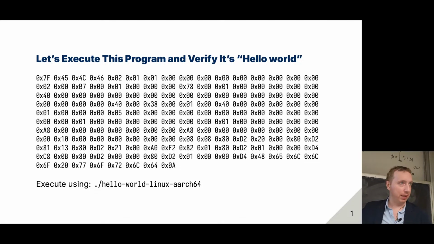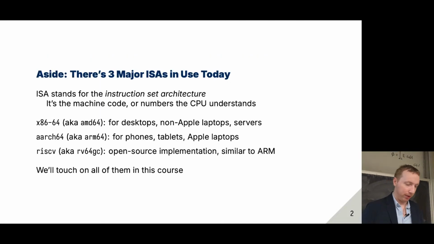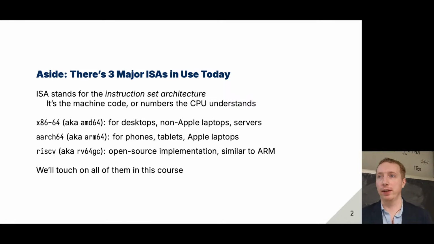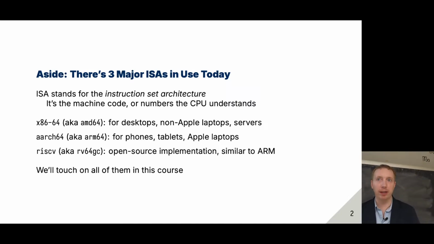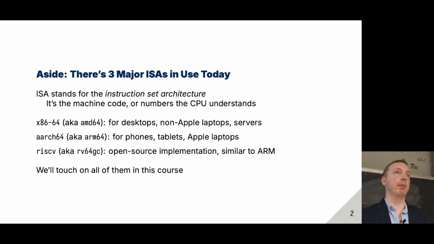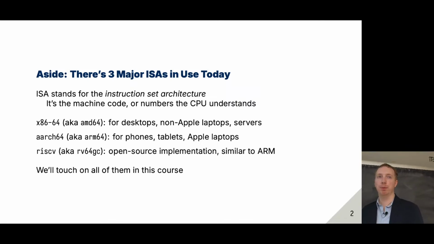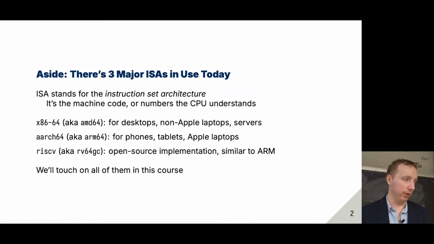I've shown you this actually is hello world, so let's get into it. First, an aside that you don't need to know, but that may come up. There are three major ISAs, or instruction set architectures, in use today. ISA stands for instruction set architecture. It's the machine code, or the magical numbers, the CPU understands to tell it that it needs to add two registers together and things like that. You have probably done a little bit of assembly, but it's the lowest level. It's what your CPU actually understands.